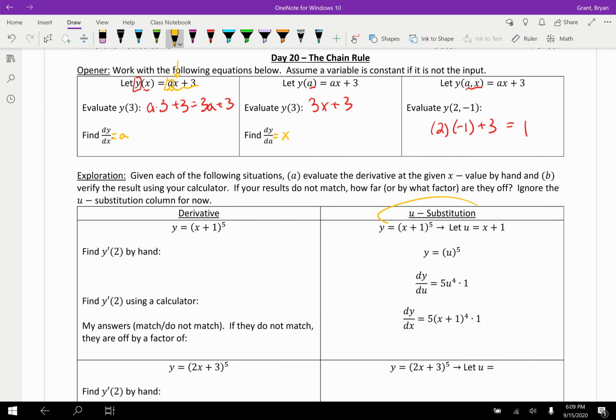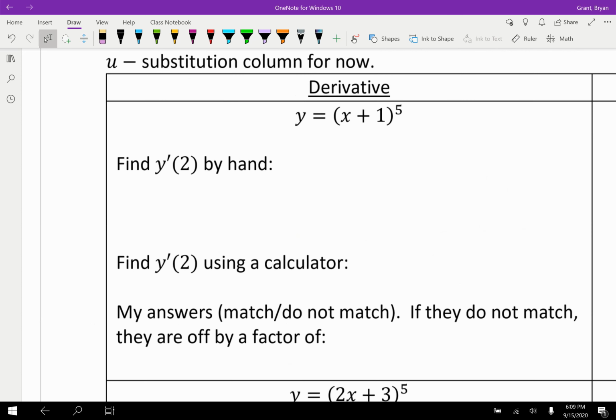So what does this look like? First, we're going to ignore this u substitution column. We're going to come back to it, and I'm just going to zoom in here for now. Find y prime of 2 by hand. You could write out x plus 1 times itself 5 times, but doesn't it make sense that we could just use the power rule here? We'd say y prime, the 5 comes down, x plus 1 to the 4th. That seems like the power rule.